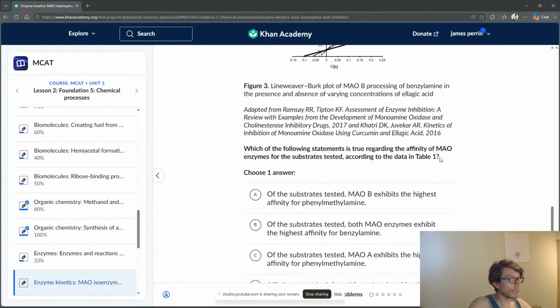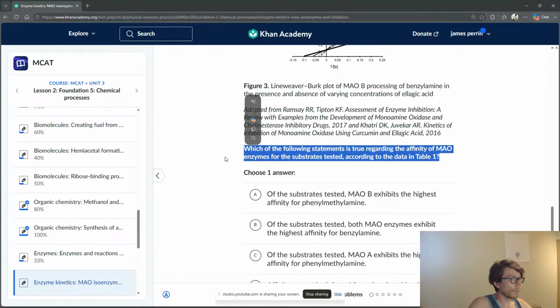Let's just read the question. Which of the following statements is true regarding the affinity for MAO enzymes for substrates tested according to the data in Table 1? Regarding the affinity of MAO enzymes. Okay, so we're talking about affinity, so how much these enzymes want to act on the substrate. So thinking amino acids in the active sites of the pocket.